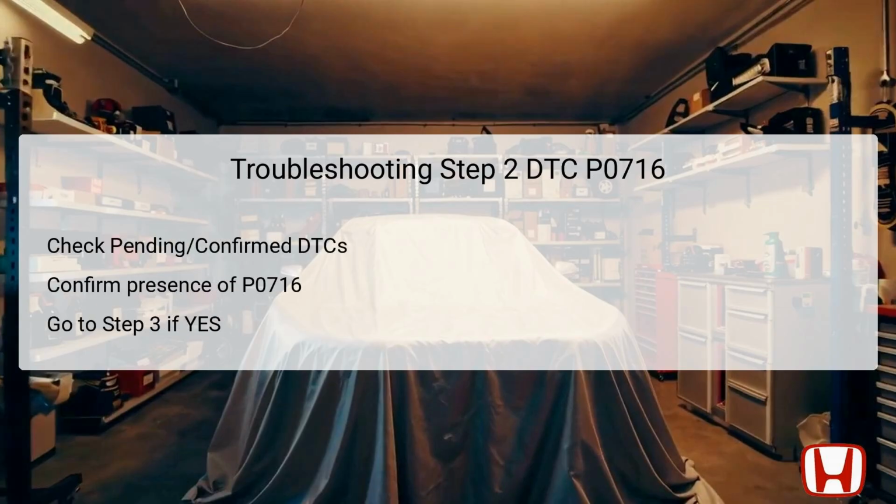Step 2 in the troubleshooting process involves checking for any pending or confirmed DTCs using the HDS. This diagnostic tool will provide real-time data regarding the status of the vehicle's systems and indicate whether DTC P0716 is present. If the code appears as confirmed, it implies that the failure has indeed been duplicated, allowing you to proceed to the next step in the troubleshooting sequence.